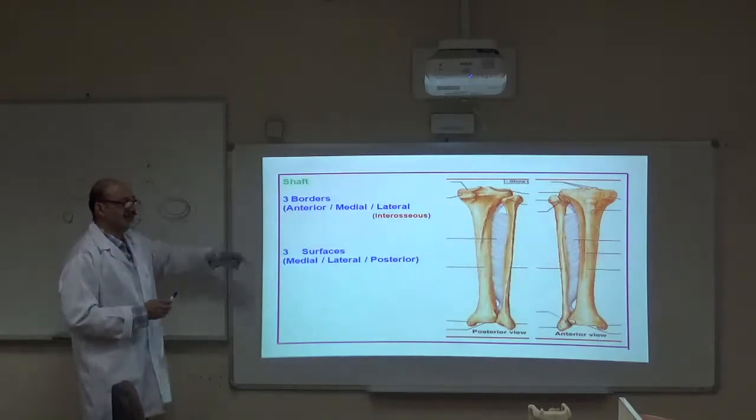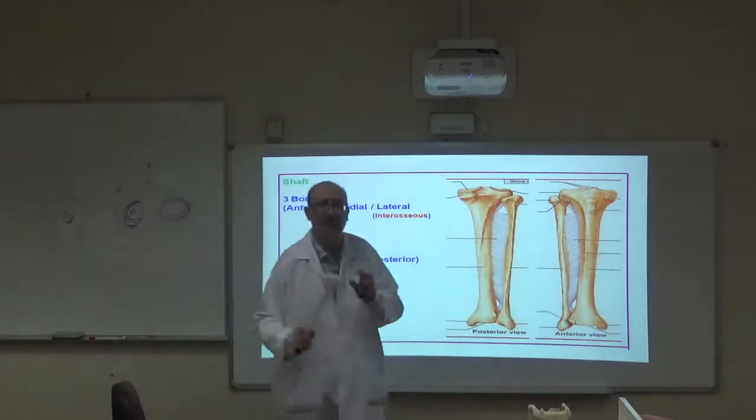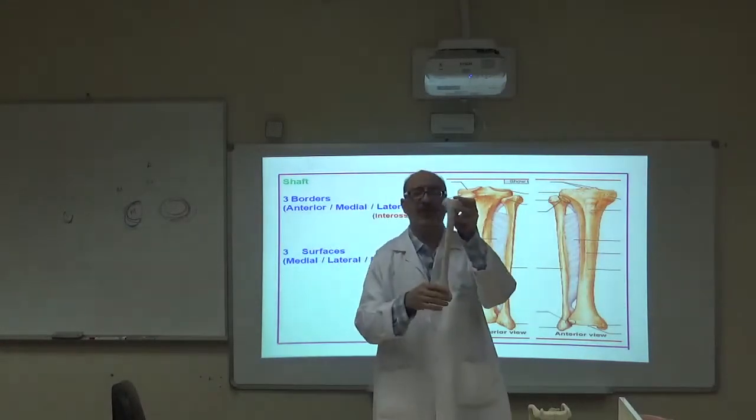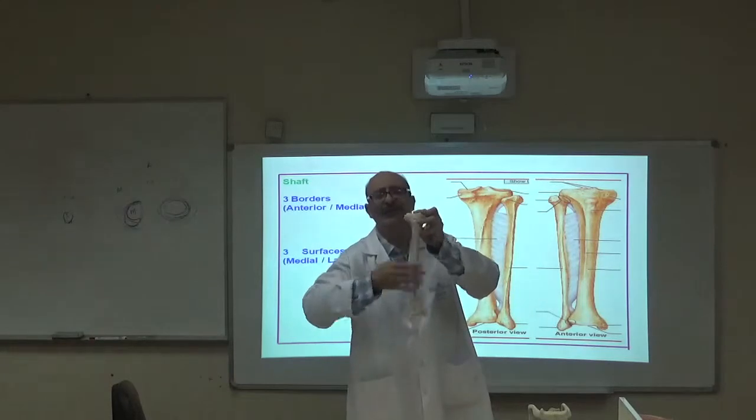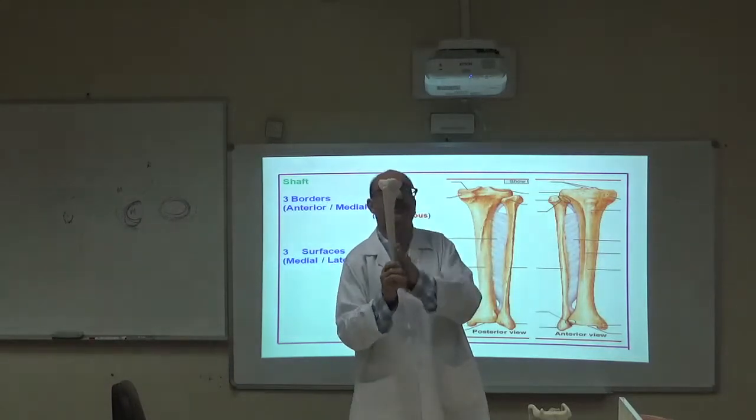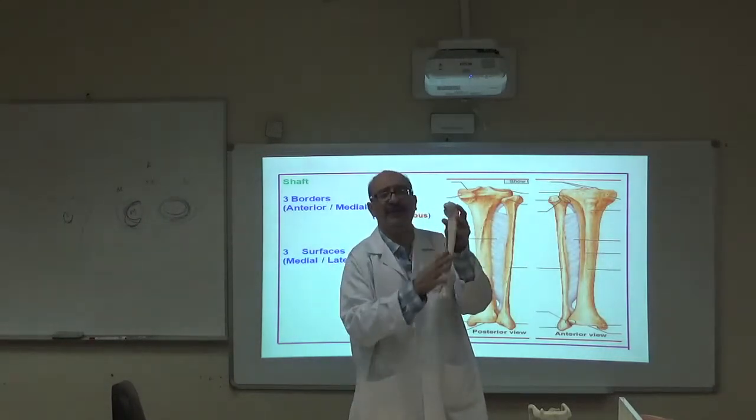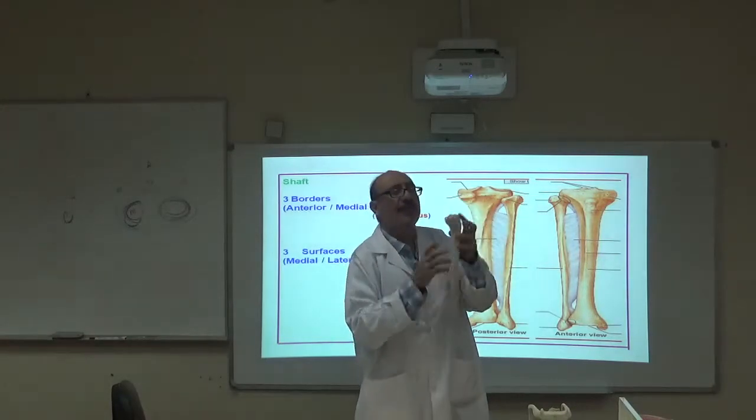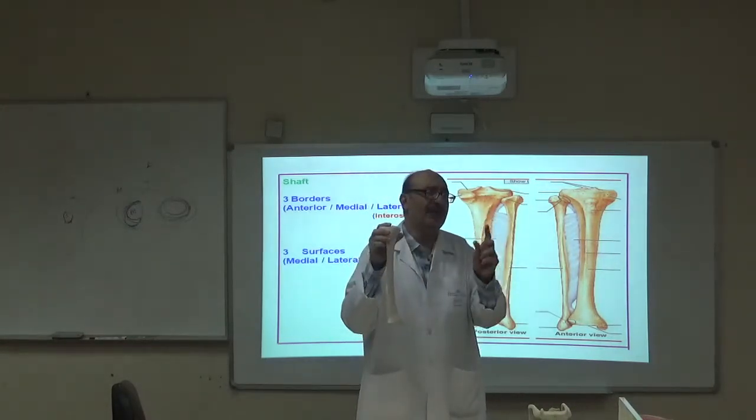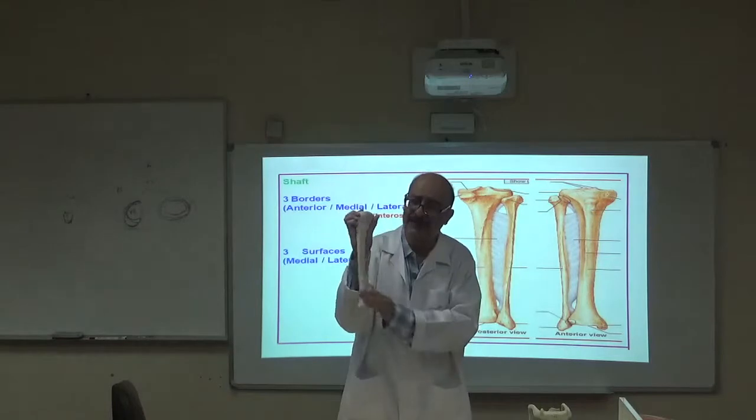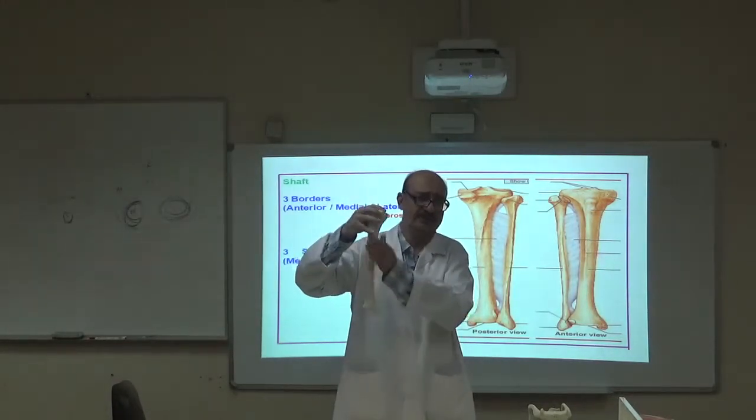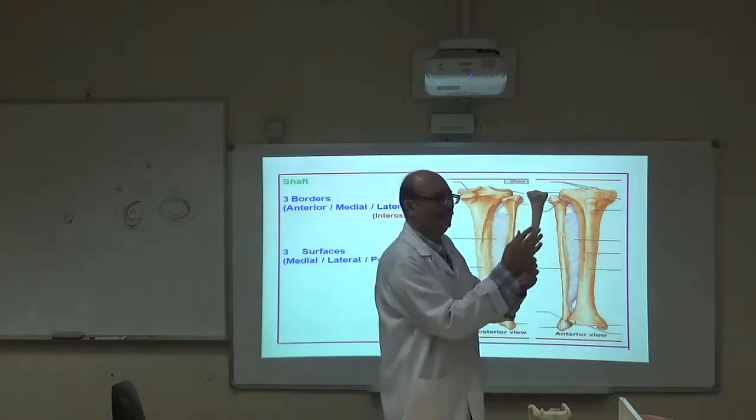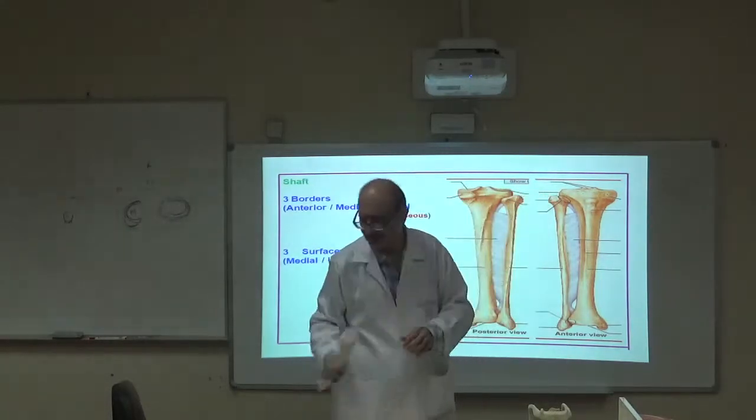The shaft has 3 borders, 3 surfaces. Where are the borders? If you follow the shaft, you will find a very sharp border in front, so very easy to find. Anterior border. Then you will find a medial border. Then you will find a lateral border. The shin, which is the most important part, which remains subcutaneous, is between the anterior and medial border. And between the medial and lateral border is the posterior surface.